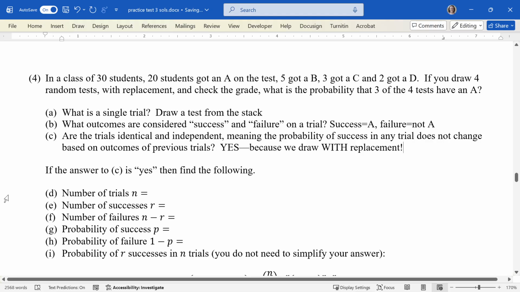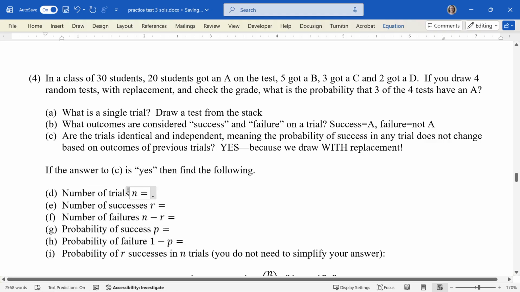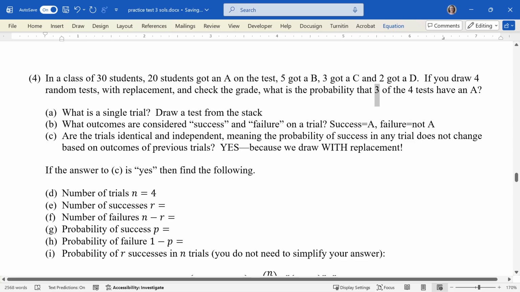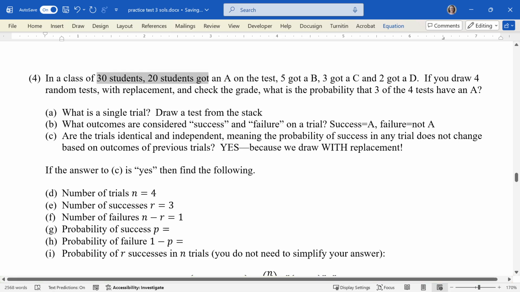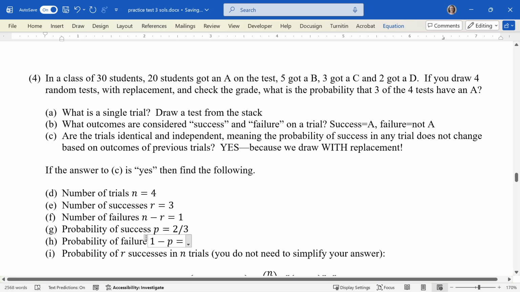Okay, so now we need to do these questions. How many trials am I doing? I'm drawing 4 tests, so this is 4. How many successes am I looking for? 3 out of the 4 is where I want to see A's. How many failures am I looking for? 1. Probability of success, so now is where I need the extra numbers information. So 2/3 of the students, 20 out of 30, got an A. So this will be 2/3. That means probability of failure is going to be the opposite, so 1/3.